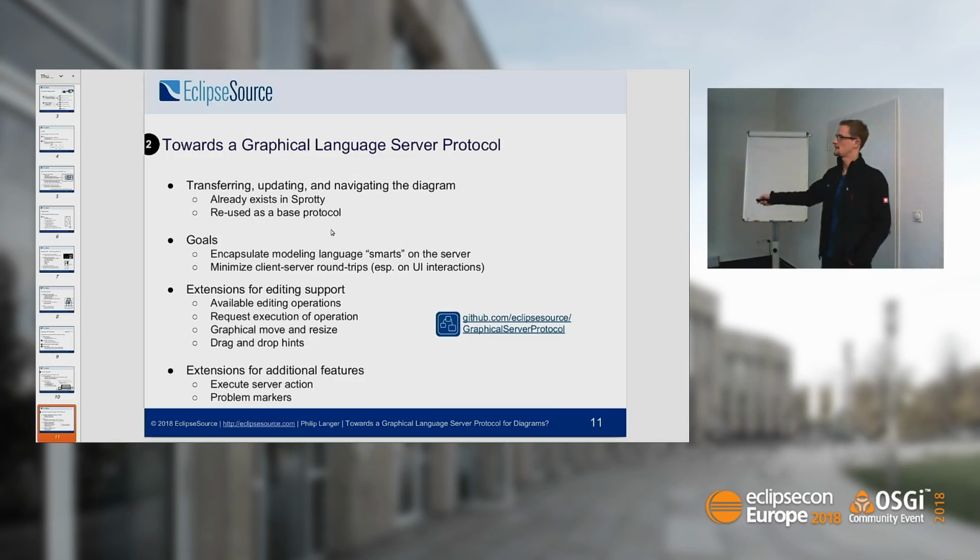And finally, we added a couple of additional things, like an execute server action. For instance, if you want to validate a specific element, that runs, of course, on the server, but the client needs to invoke that. And problem marker support, which is also something that we would like to support.